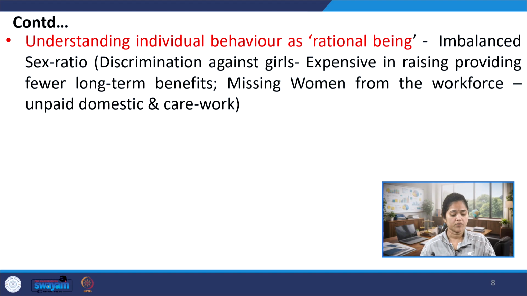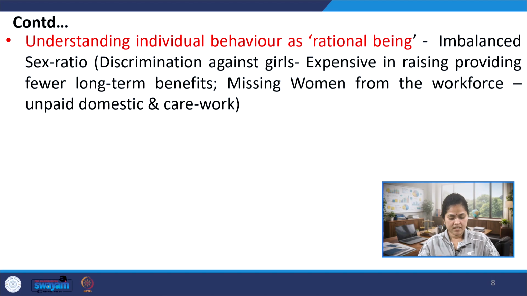We can find many reasons, and the primary reason could be unpaid domestic and care work. Who is going to do the unpaid domestic work like cooking and cleaning and other things, and care work like child care or care of sick family members or old age persons in the family, and how they can be taken care of? They are usually taken care of by females. So that is the reason it has been found that there is a missing component of women from the workforce.